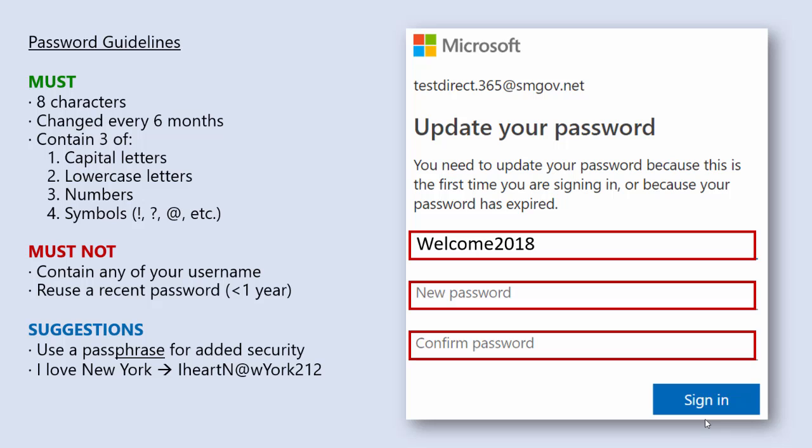Now here are some suggestions. First of all, the rule of thumb these days is to use a passphrase rather than a password, because passphrases tend to be longer. For example, if my password were I love New York, I could play with it a little bit, use some of the characters or the categories above, and come up with that password. The tricky part for me always is remembering my passwords as soon as I change them. So make it something that makes sense to you, but it's also difficult enough that somebody isn't going to be able to guess it. And then click sign in.